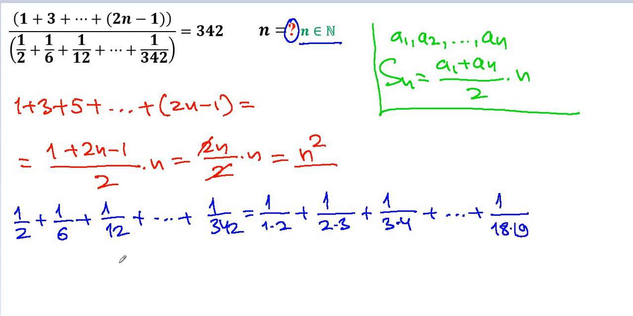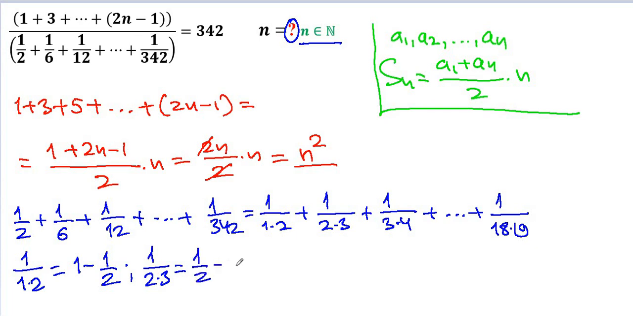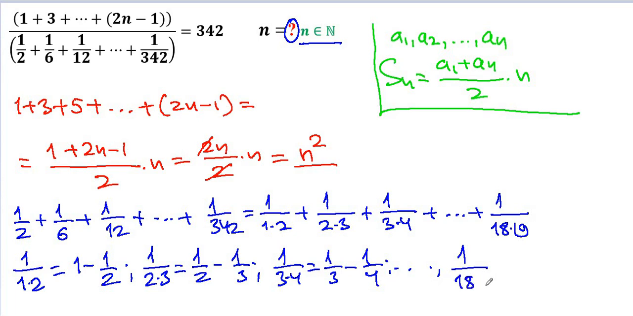Now note that 1 over 1 times 2 can be expressed as 1 minus 1 over 2, and 1 over 2 times 3 can be written as 1 over 2 minus 1 over 3. In the same manner, 1 over 3 times 4 can be written as 1 over 3 minus 1 over 4, and so on. And 1 over 18 times 19 can be written as 1 over 18 minus 1 over 19.